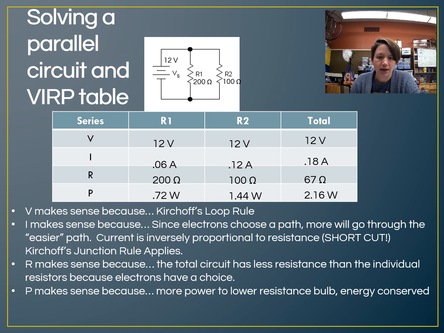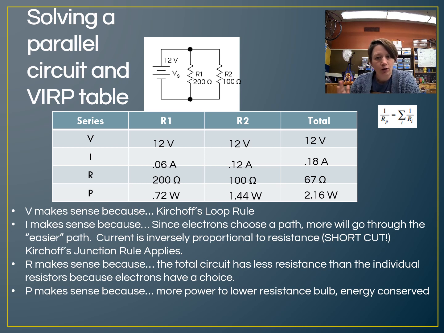The power makes sense. Last but not least, you can always add up your powers to find your total power due to conservation of energy. And in this circuit, we find that it's actually the lower resistant bulb that is going to get more power and therefore be brighter because it has the same amount of voltage but more current.